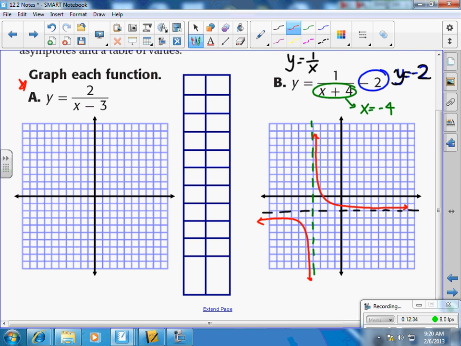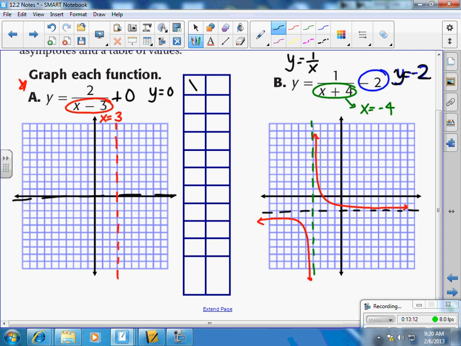The next one, though, it's a little tricky because it has 2 over something. That's going to change our values dramatically. The first thing we should do is the same, though. Find our asymptotes. So this right here tells me that x equals 3 is an asymptote. And since there's nothing being added or subtracted here, it's really 0. So that means y equals 0 is an asymptote, which is really just the x-axis. So now let's make a table of values to graph the rest of this. We know that we can't plug in 3, but we can plug in anything else.